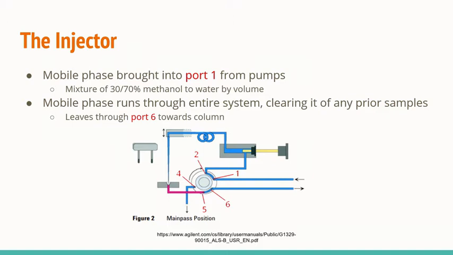The valve is switched to the main pass position while the machine is running idle and before any sample is added. The mobile phase is brought into port 1 on the valve via a set of pumps where it exits from port 2 into the metering device, then the sample loop, then through the needle in the gripping arm, and back into the valve through port 5, where it exits through port 6 directly towards the column in the chromatograph, ensuring that any residual samples do not remain in the machine.